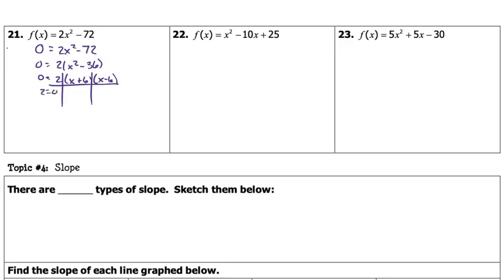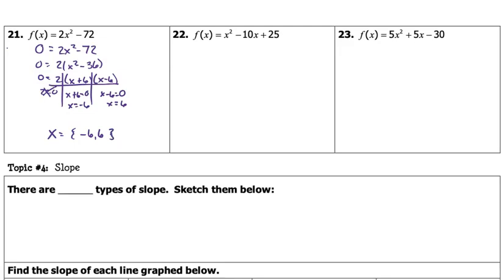Well, of course, that doesn't happen, so I'm going to cross that off. x plus 6 equals 0. If I solve, that means that x would equal negative 6. And then I have x minus 6 equals 0. If I solve, that would mean that x is positive 6. So in this problem, we could say that our solution set is negative 6 and 6.